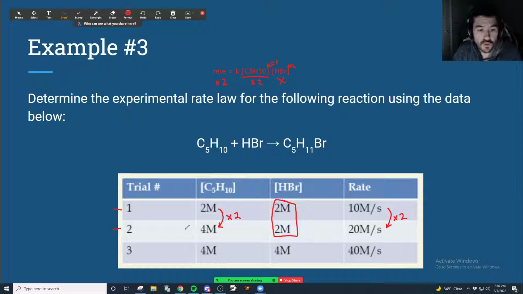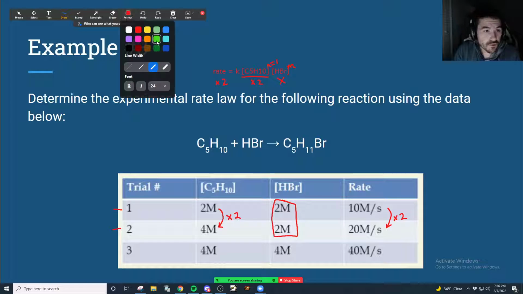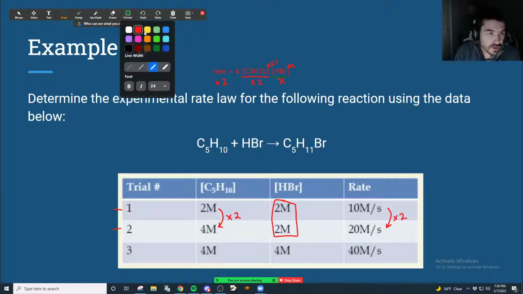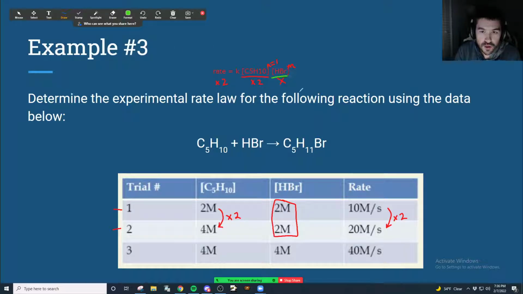Okay, so using trial 1 and trial 2, we can determine that the reaction is first order with respect to C5H10. Okay? Now, let's switch colors here, and let's look at HBr.